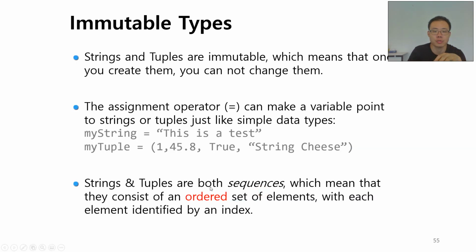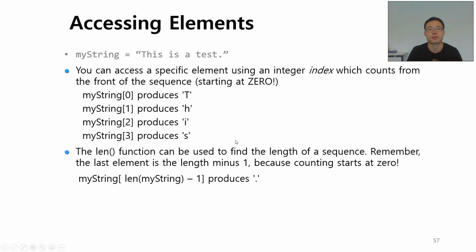So strings and tuples are both sequences, which means that they consist of ordered elements. Actually, a list is also a sequence, with each element identified by an index. So the square bracket 0 indicates the first element. Let's talk about the string. You can access a specific element using the integer index. So my string square bracket 0 produces uppercase T.